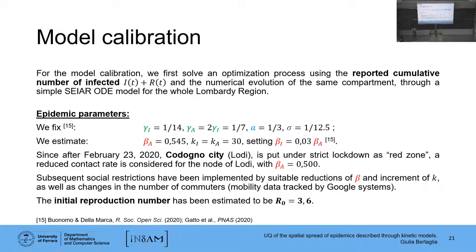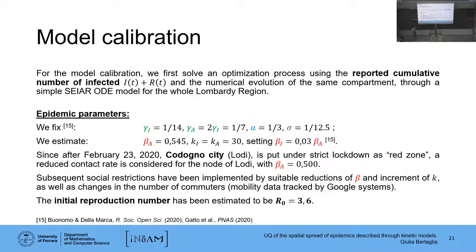And we tried to fix as many parameters as possible, the ones with a clinical meaning, but still some parameters had to be calibrated, like the transmission rate. And we finally ended up with an initial reproduction number estimated to be 3.6 in Italy, which is in line with the literature estimations.